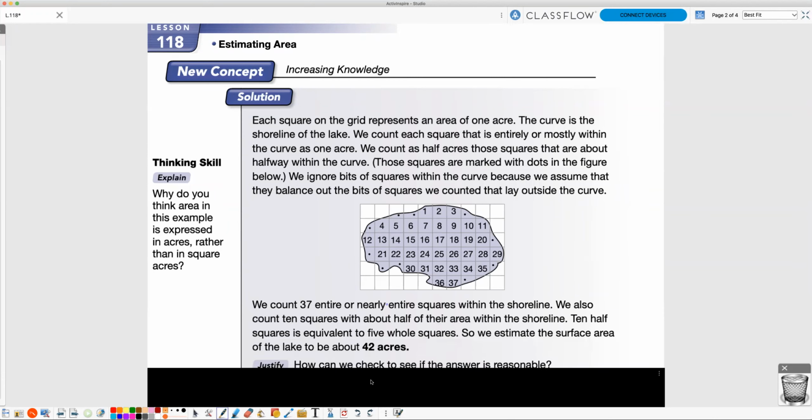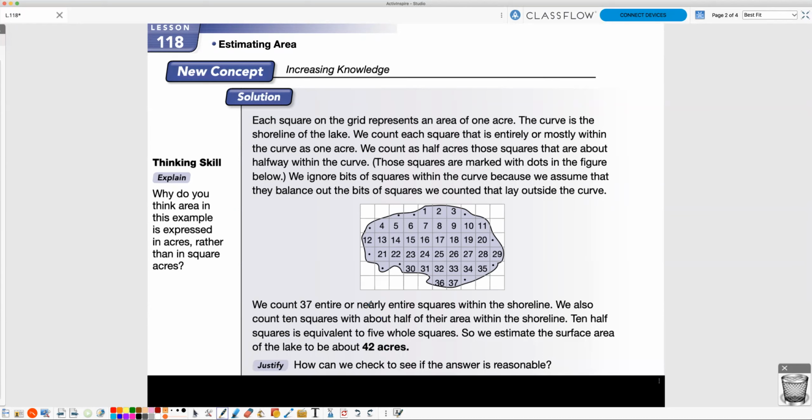We can count 37 entire or nearly entire squares within the shoreline. We also count 10 squares with about half of their area within the shoreline. 10 half squares is equivalent to 5 whole squares. So we estimate the surface area of the lake to be about 42 acres. And you can check to see if your answer is reasonable by multiplying 10 times 6 and subtracting the squares outside of the lake. So because there's 10 this way and 6 this direction.